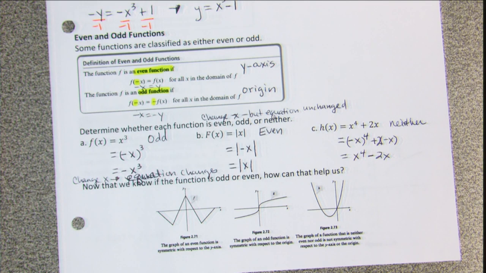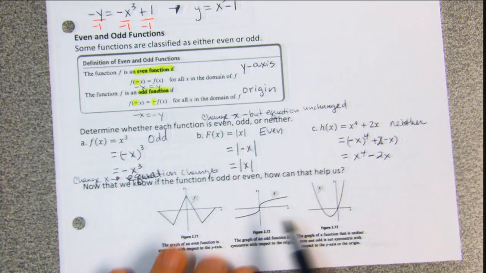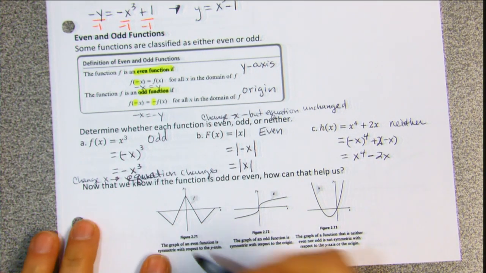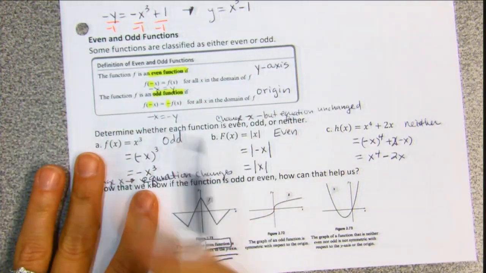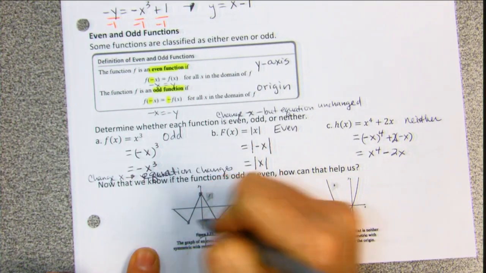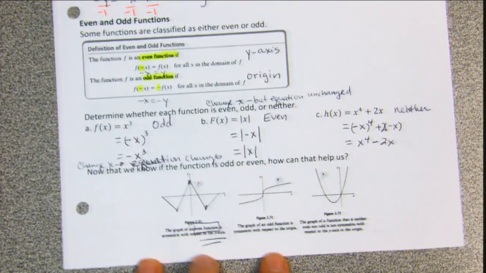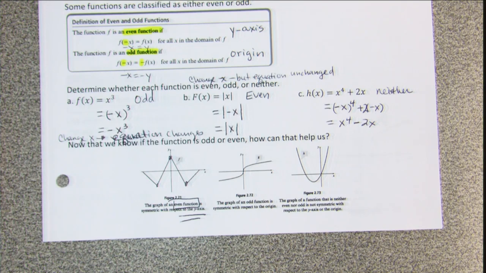So now that we know if a function is odd or even, how does that help us? It helps a lot. If you look at these equations, this is an even function. Notice if you folded this on the y-axis, all these points, these lines would meet up. So just visually, that would be referred to as an even function, also in respect to the y-axis, just another way of saying it with another name.